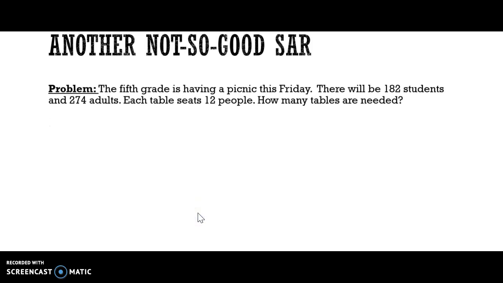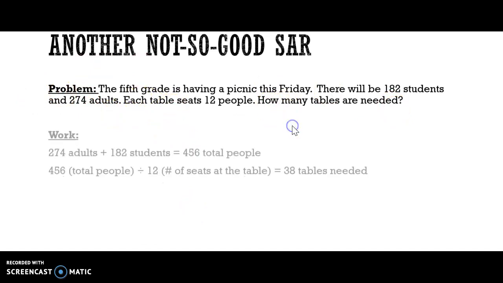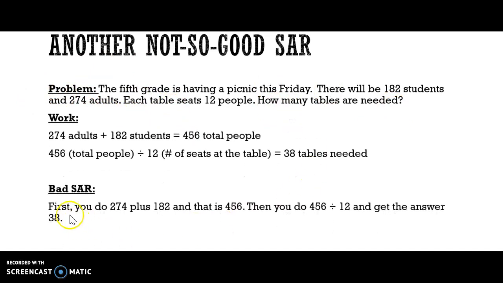Here's another not so good example. This is a bad example that goes with the 5th grade picnic problem. "First, you do 274 plus 182, and that is 456. Then you do 456 divided by 12, and you get the answer." I hope you noticed that here is a symbol. Symbols have no place in your SAR, guys. You need to be using the words that represent the symbol. Even if you can't spell them properly, it's better to use the word.